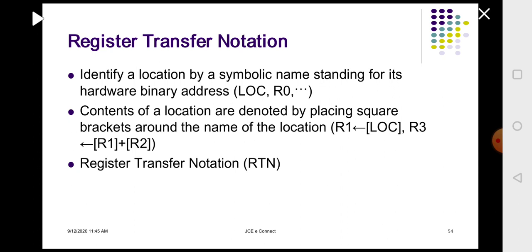For example, LOC, LOCN, R0, sometimes we write NUM, TABLE, and etc. We'll have some specific names for each location, which indicate the memory location instead of the actual address like 1000, 2000, 3000, 1004. It is very difficult to remember the memory location by its actual number. So we'll have a specific name for it.